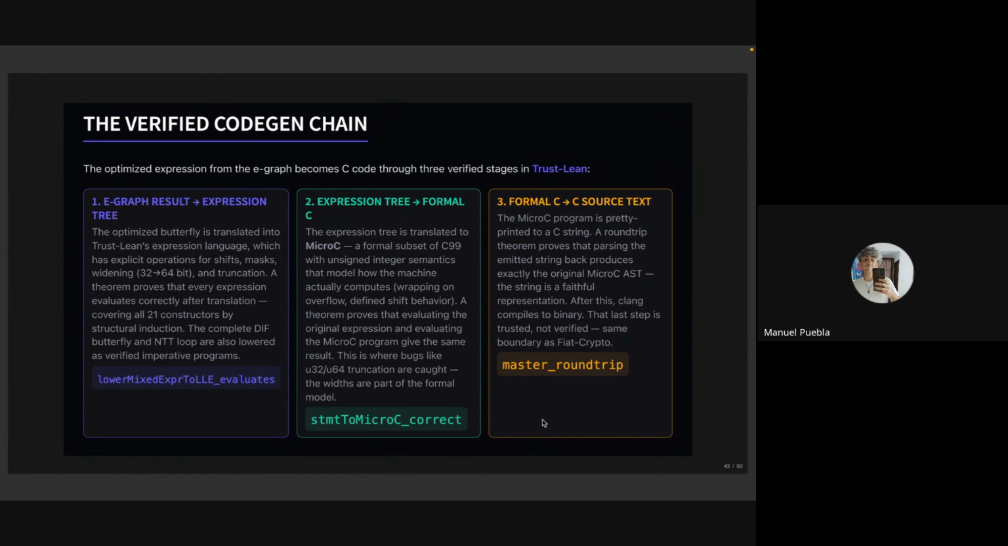And the last stage is formal C to C source text. We have a round trip theorem that proves that the parsing from the emitted string produces the same thing as our micro C tree. This was done after the interaction with you guys at the Telegram.